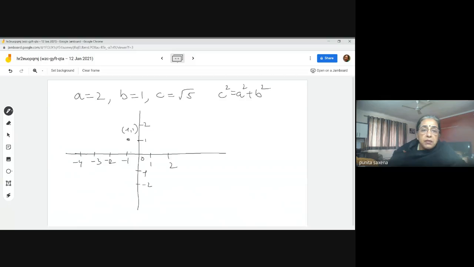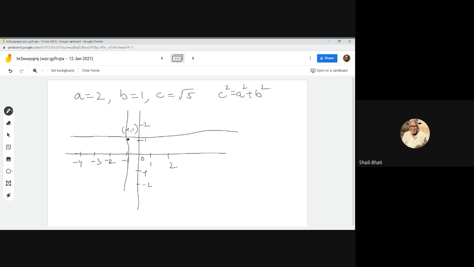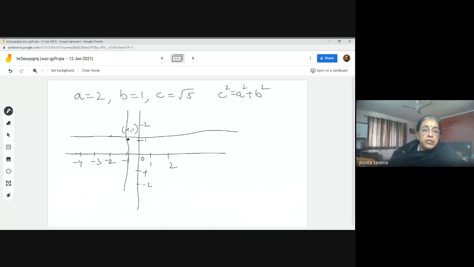That means this becomes the center, and since your x square was with a positive term and y square was with a negative term, we have concluded that a line passing through -1, +1 and parallel to the x-axis will be your focal axis, and this will be your conjugate axis. Now, if you complete the box, how do you do it? On the line parallel to the x-axis, it is extended 2 units. So you have 2 units here and 2 units here.